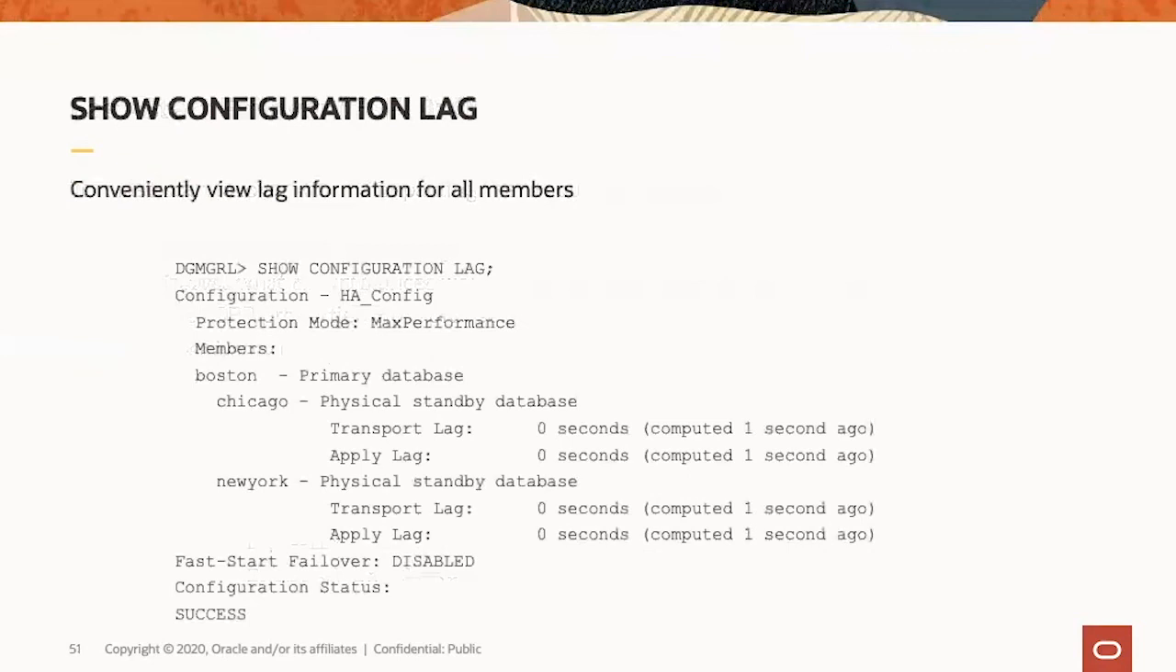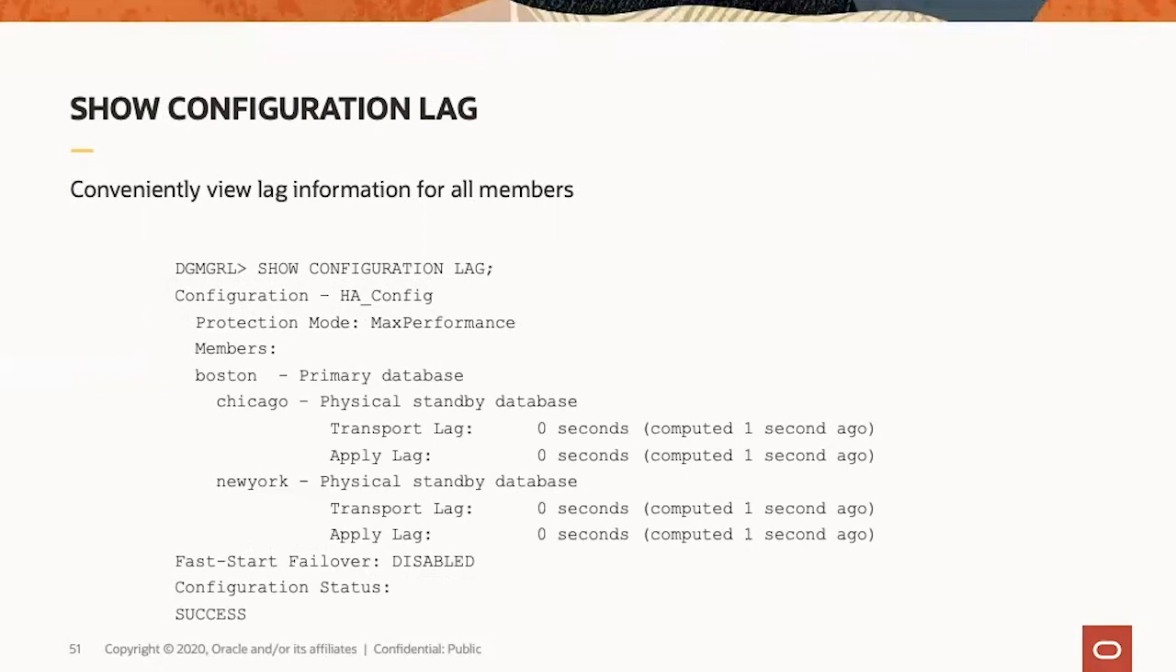Another manageability thing that we have added: in the past, you needed to ask every single database separately, hey database, how far are you behind? In 19C, we added the show configuration lag command, which tells you the transport lag and apply lag for every single member in the configuration. I think that's pretty useful.